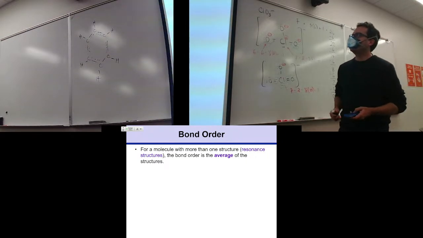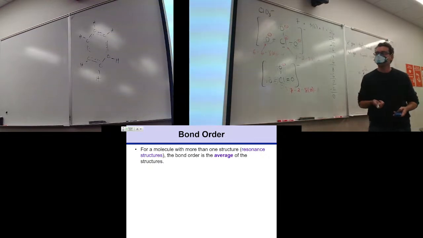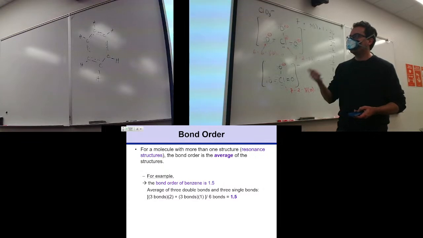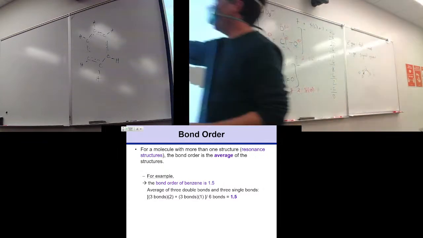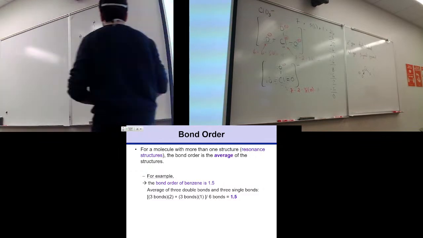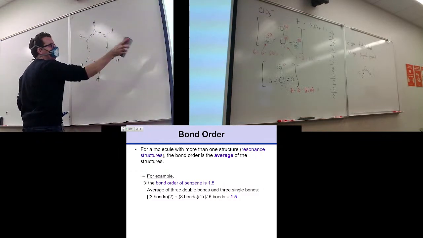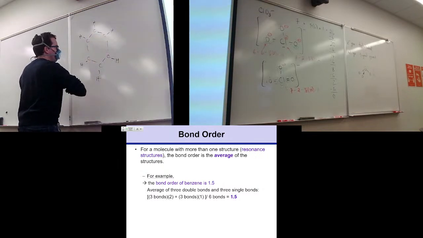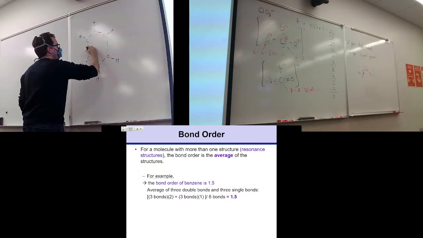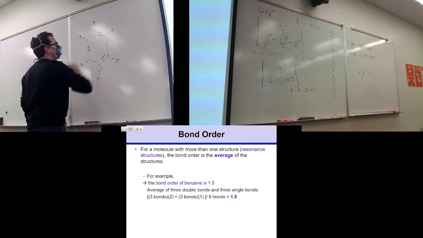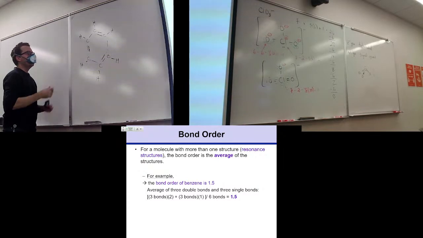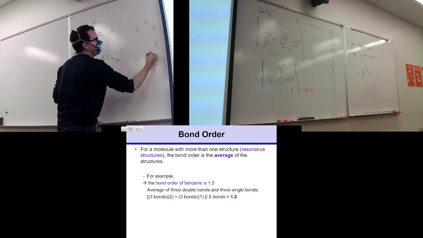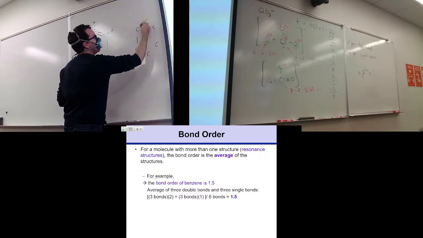So how do we calculate the bond order? Well, the bond order is just an average of the structures. So for benzene, it's 1.5, and it's the average of 3 double bonds and 3 single bonds. So, basic idea is, and I don't really like how they set it up on the screen here, but let's look at one of these resonance structures. Actually, I'm going to draw both of them. So this is the single, that's the double.